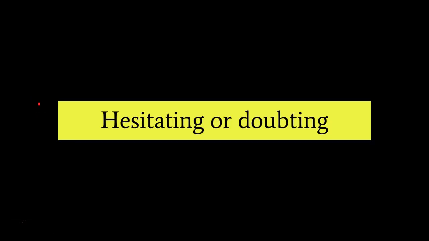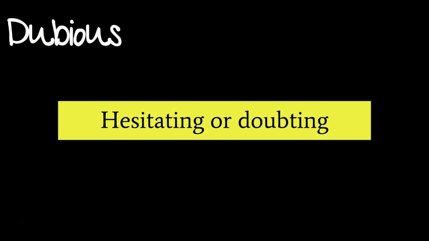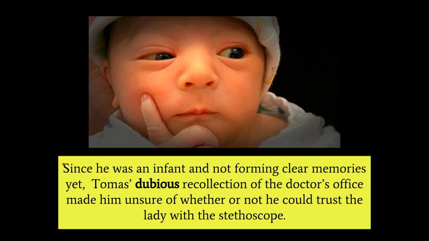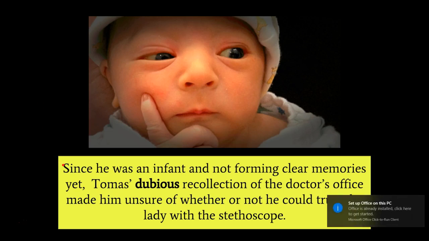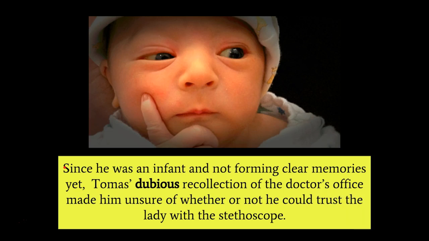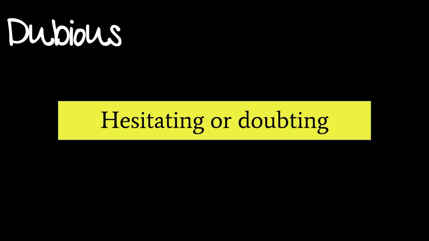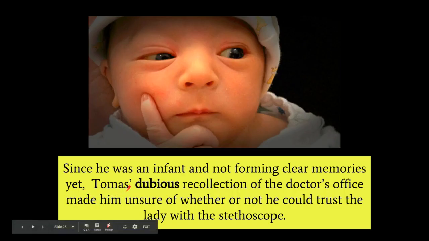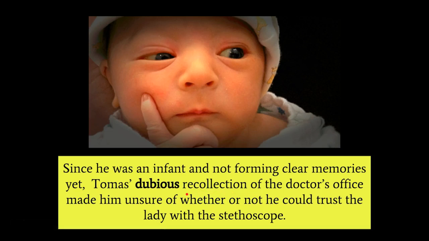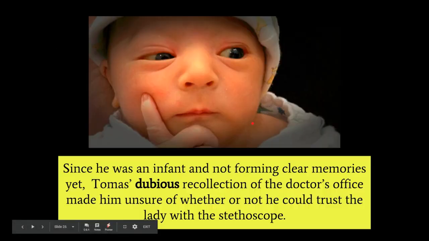Alright, moving on. So next word we have is dubious, hesitating or doubting, and it is an adjective. Since he was an infant and not forming clear memories yet, or lucid memories, if you know that word, Thomas's dubious recollection of the doctor's office made him unsure of whether or not he could trust the lady with the stethoscope. So dubious, hesitating, or doubting. So Thomas's doubting recollection. That's kind of weird. It sounds a little odd when you just put in the definition. Therefore, you got to make sure that you use dubious in a way that it sounds correct. You can't just immediately replace it with doubting.